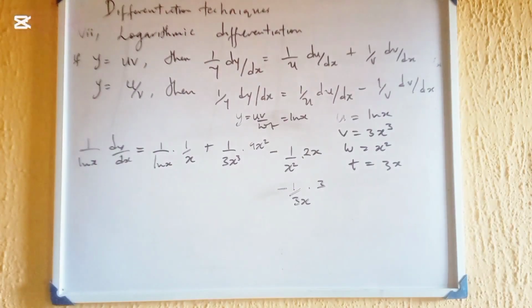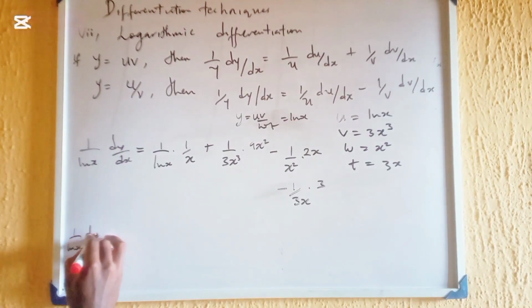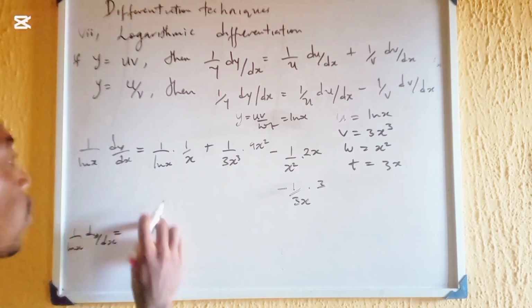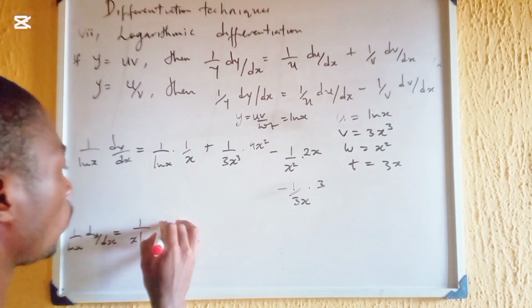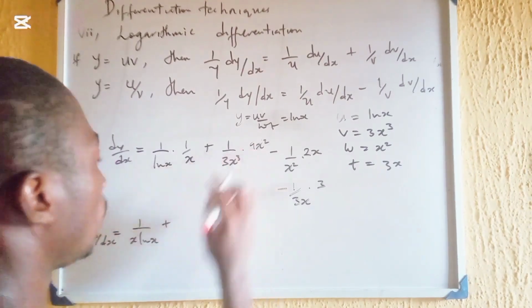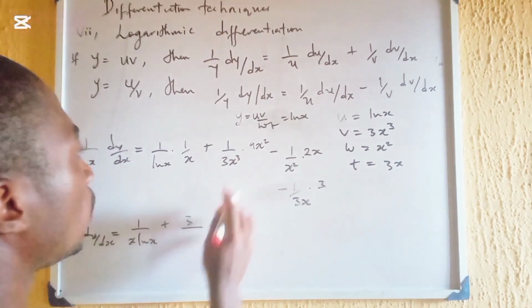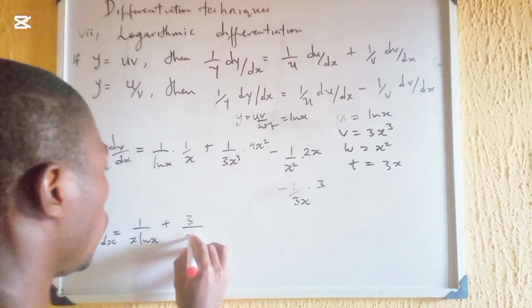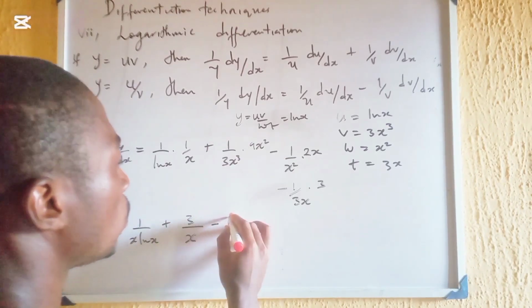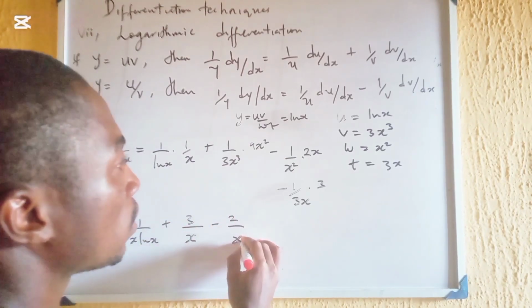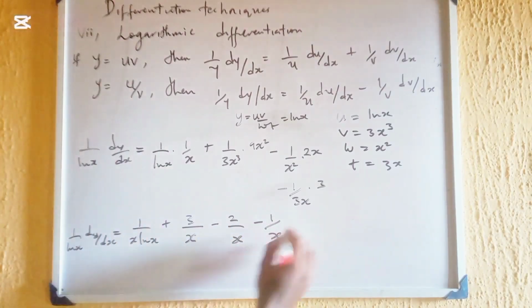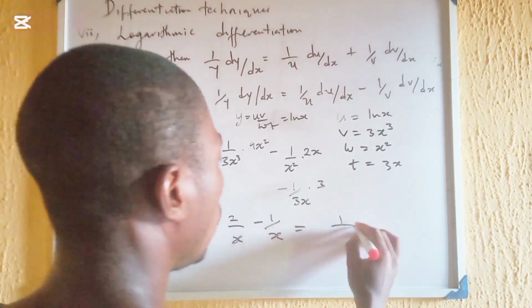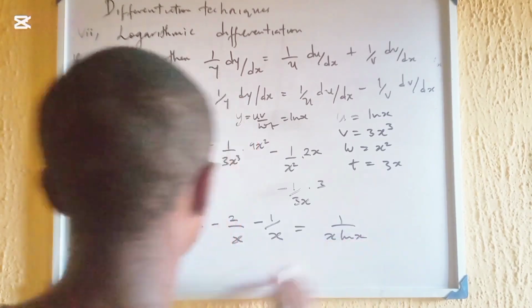So what are we having? Here we have 1 over ln x dy/dx is equal to 1 over x ln x plus 3 divided by 9, we'll have 3. x cubed divided by x squared, we'll have x. Then minus 2 over x minus 1 over x. Then this is the same thing as 1 over x ln x.